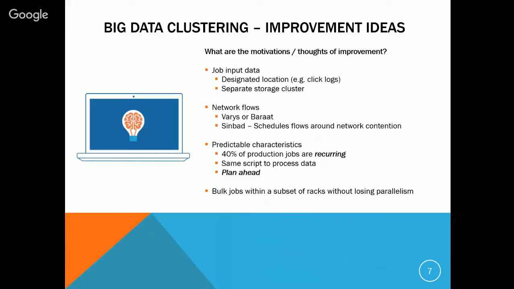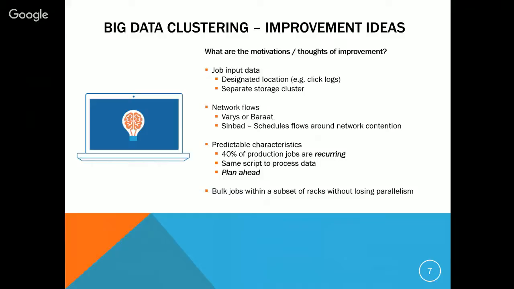For example, the way that ClickLogs does it. The location is usually where most of the input data is located. So job input data is stored in a separate storage cluster, for example Amazon S3 or Azure Storage. Another motivation to improve big data clustering is using existing job schedulers which schedule network flows. We have examples of Varys or Baraat. These are flow level techniques to schedule network transfers, but assume that source and destinations are fixed.